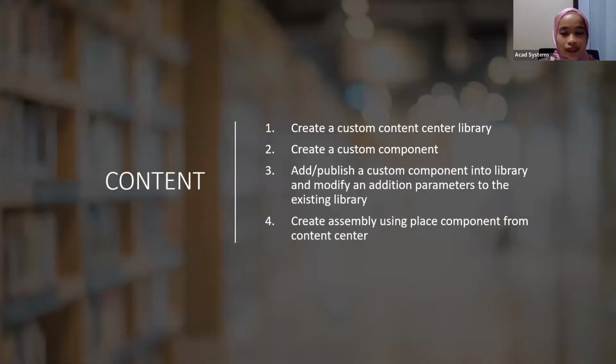For today's content, for the first part, I will show you how I create my custom content center library. The second is how I create a custom component. The third is how to add or publish a custom component into the library, and modify and add parameters to the existing library. And for the last part, I will show you how I create an assembly using a placed component from the content center.